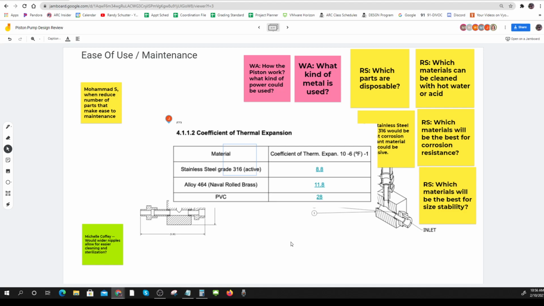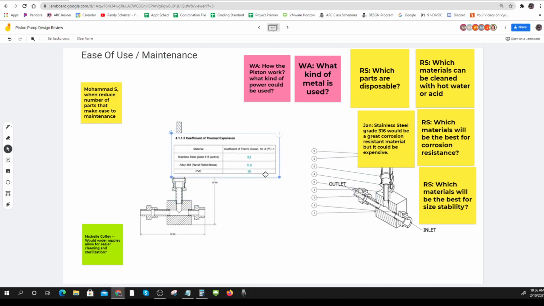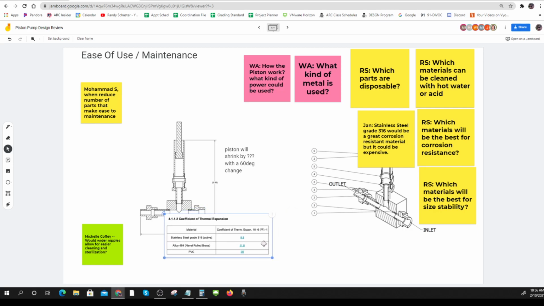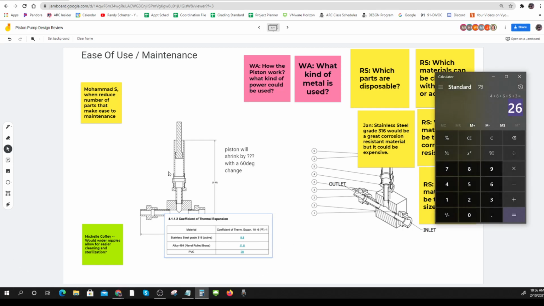Oh, there it is. So there's our thermal expansions. And that's inches per inch. So let's see. 10 to the minus 6. Okay, so here we go. Here comes my calculator again. That's about 0.5 across. So it's 0.5 inches times 0.12345 times 60 degrees. Well, that's not changing very much.